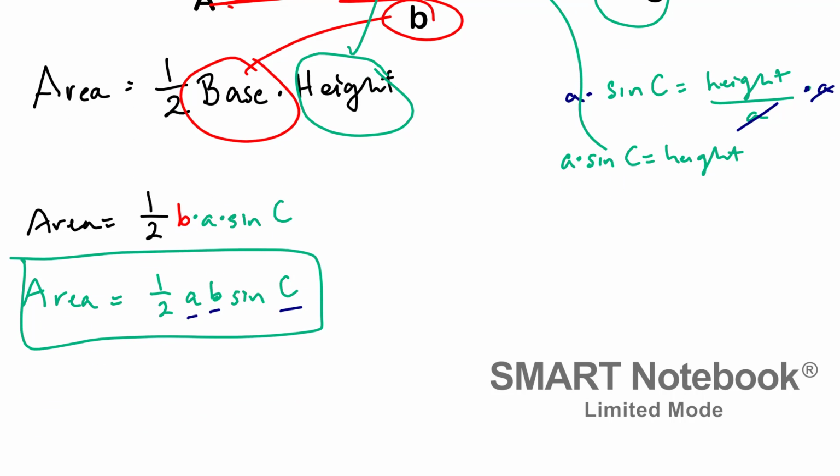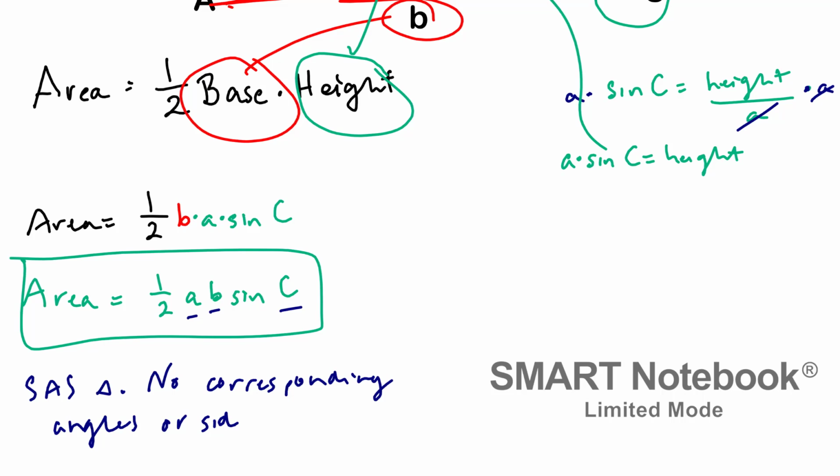So what this means is that we have a side angle side triangle, where there are no corresponding angles or sides. Each letter is different. And that helps us identify pretty quickly whether it's from just text, where we're just given 2 sides and an angle, or we're given an actual drawing, when we can use this formula. So, this formula will only work for side angle side triangles.